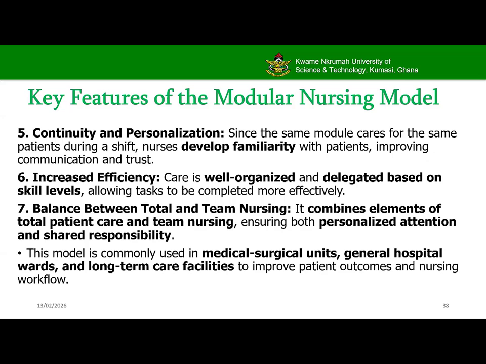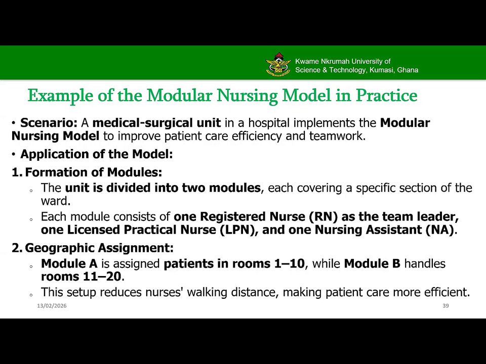So we can apply this model as a scenario. A medical surgical unit in a hospital implements the modular nursing model to improve patient care efficiency and teamwork. So how do we form these models? The unit is divided into two models, each covering a specific section of what? The wards. So each model consists of, as I said, one senior registered nurse as the team leader. Then we also have one assistant nurse.